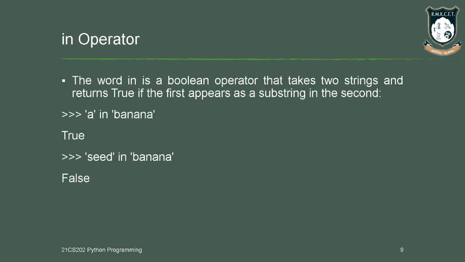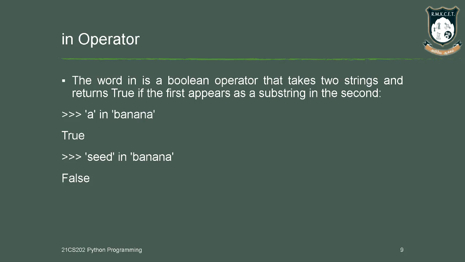So the next one which we are going to see is the in operator. We have seen this in the operator case itself. The in operator belongs to the membership operators, and this membership operator is used to check whether a given substring is available in the main string. So to check whether a substring is available in the main string, we can use this in operator.